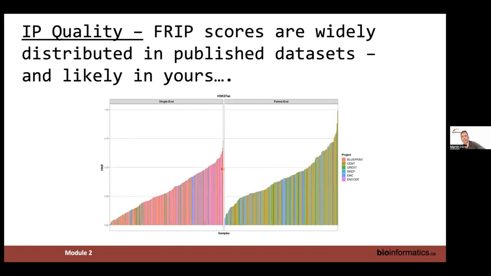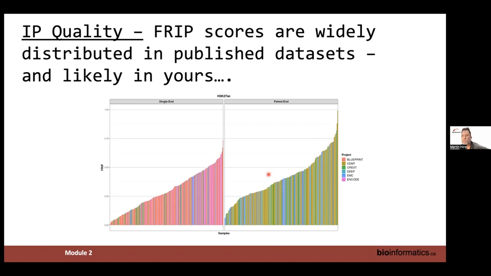So again, like all of these quality metrics, these scores are widely distributed. And I'm just giving you this example so that you can get a feel for how widely distributed they are. These are data sets that are generated as part of the IHEC consortium. And these are FRiP scores for a particular mark, H3K27 acetylation. And you can see that they range anywhere from, on the low end, maybe 10% or even below, all the way up to over 75%. And again, there are many experimental reasons.